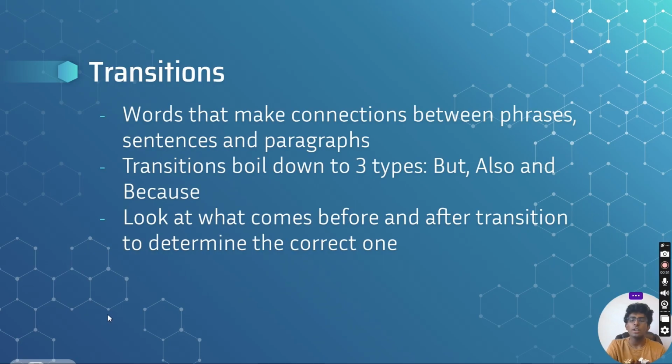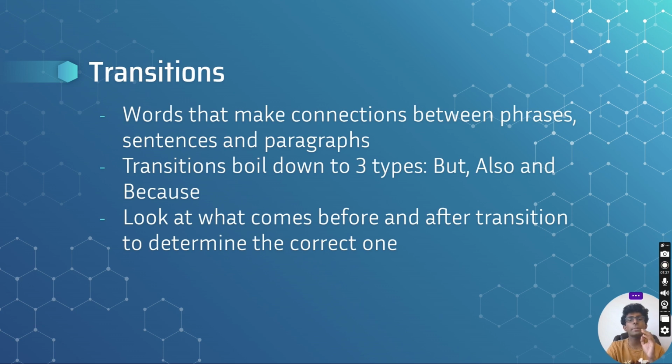All right, then transitions. There are words that make connections between phrases, sentences, and paragraphs, right? They boil down to 3 main types: "but" transitions, "also" transitions, and "because" transitions. You'll obviously not see just those 3. You're going to see a lot more than that, but that's basically what it boils down to. Is the transition we're looking for one because the second clause is different from the first clause? Is the second clause supporting the first clause? Or is the second clause like an effect of the first clause? So that's what you should be thinking about in your head for transitions.